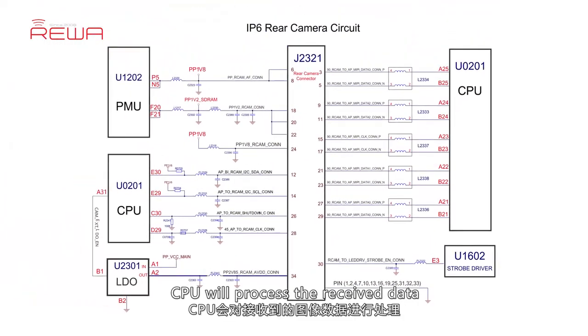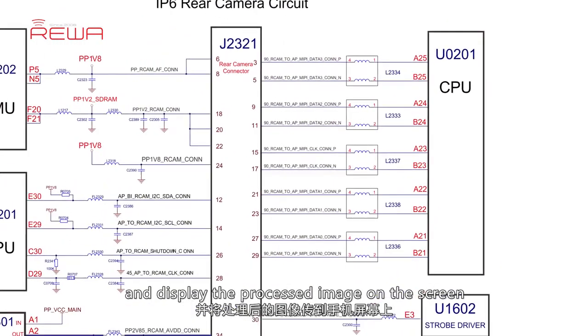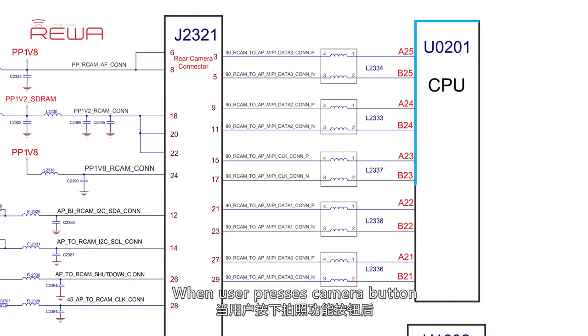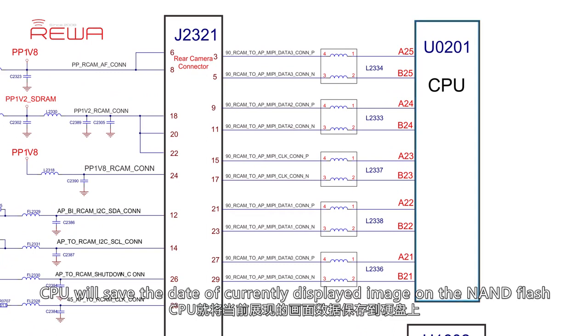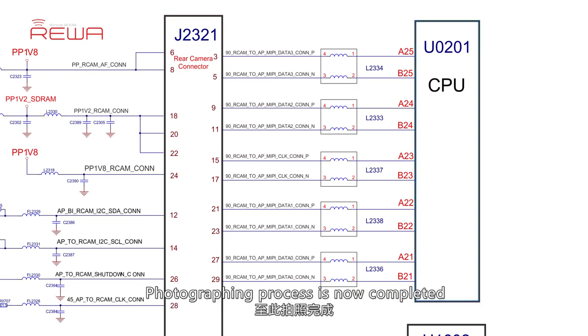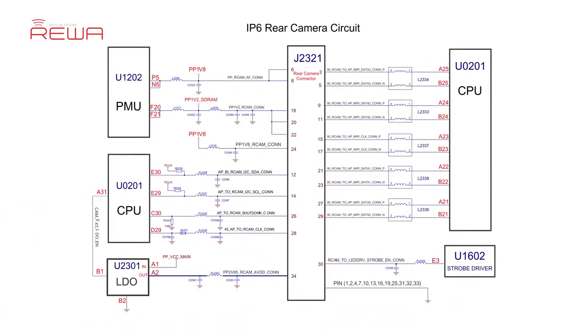CPU will process the received data and display the processed image on the screen. When the user presses the camera button, CPU will save the data of the currently displayed image on the NAND flash. The photographing process is now completed.